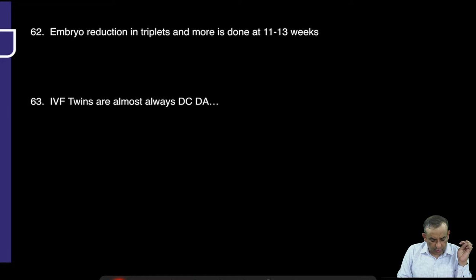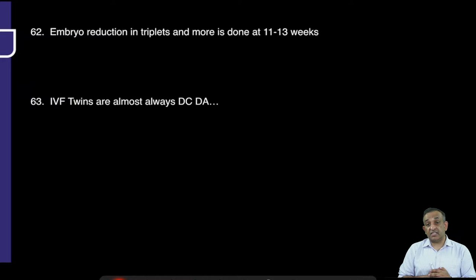Embryo reduction in triplets and more is done at 11 to 13 weeks. So if there are triplets, we do reduction of these embryos and we put potassium chloride into the heart of the fetus with a needle through the transvaginal or transabdominal method, whichever one is more feasible at that moment. And we put potassium chloride and the baby dies. And the other two babies will keep growing and this baby will slowly get totally plastered. Fetus papyraceous, like we say, and it'll not grow and it'll get necrosis. And mostly doing a fetal termination is not detrimental to the other two fetuses, mostly. Okay, so this termination is done at 11 to 13 weeks.